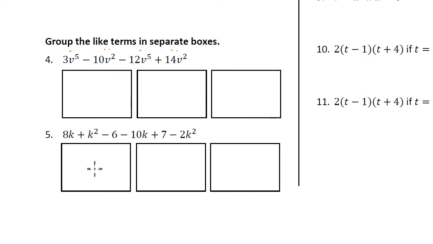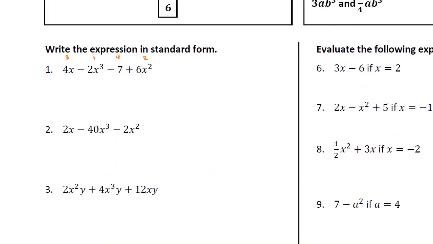On the next one, the same thing. Group all the like terms in this box, like terms in this box. If there's another like term, put it in the third box. If there's not, you can ignore it. All right, let's go to the next column.